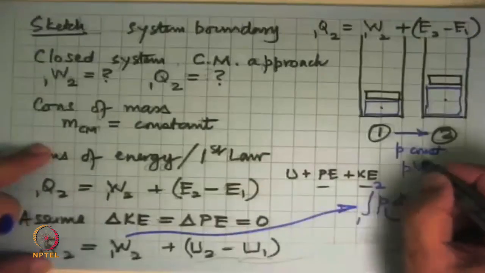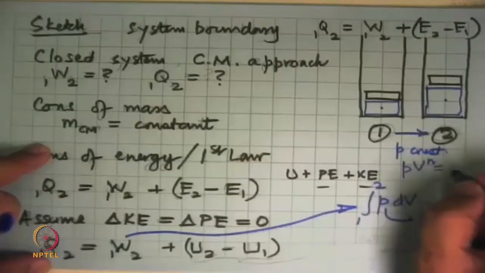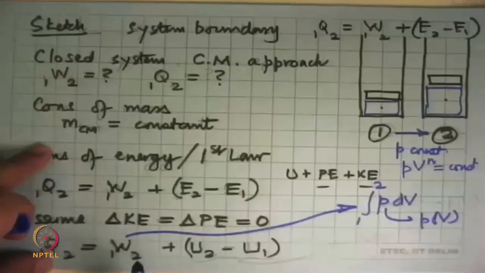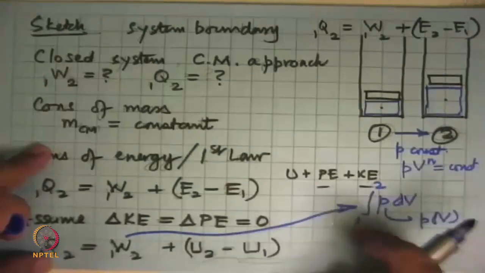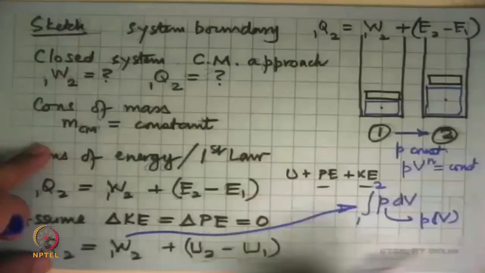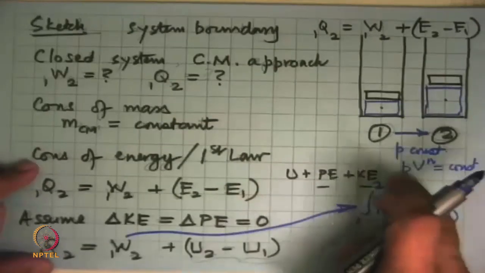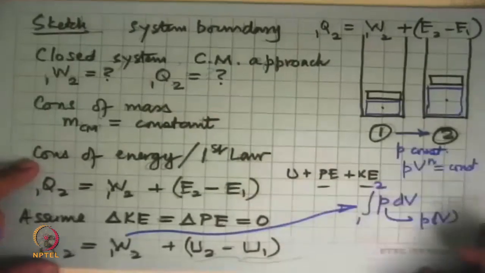We could even solve the problem by saying that PV to the power n is constant, where n has a certain value. We could put that, and then this integral can be evaluated. But we need to go from state 1 to state 2, which means that we need to fully have all information about state 1 and all information about state 2.